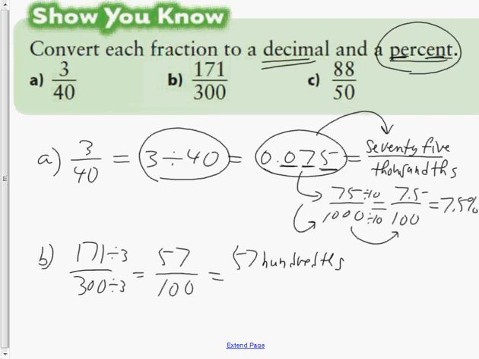Which means I would then write it as 0 decimal. And again, of these 3 place values, this is your tenths, this is your hundredths, this is your thousandths. So 57 has to end in that hundredths position. So as a decimal, I'd have 0.57. Okay? And the nice thing is this equivalent fraction also helps me get my percentage, because 57 out of 100 would be 57%.